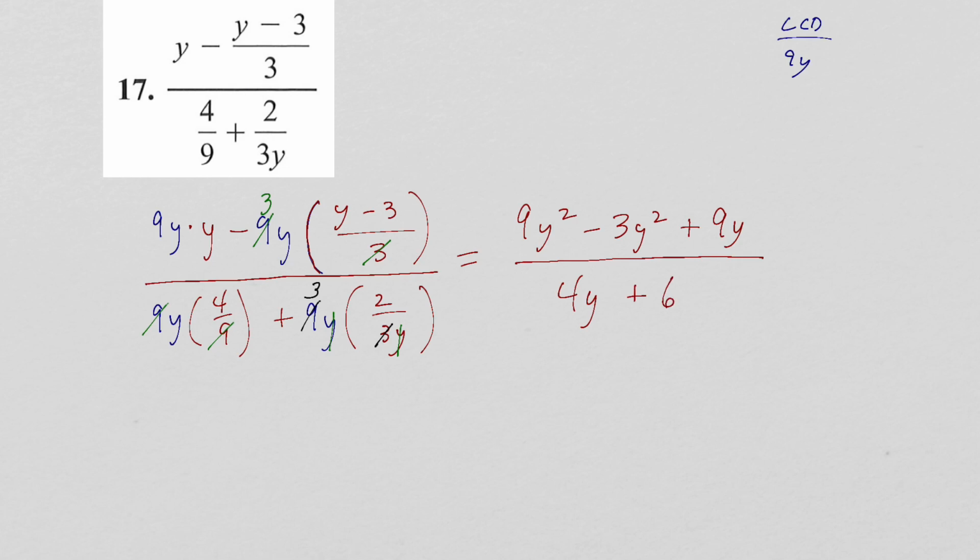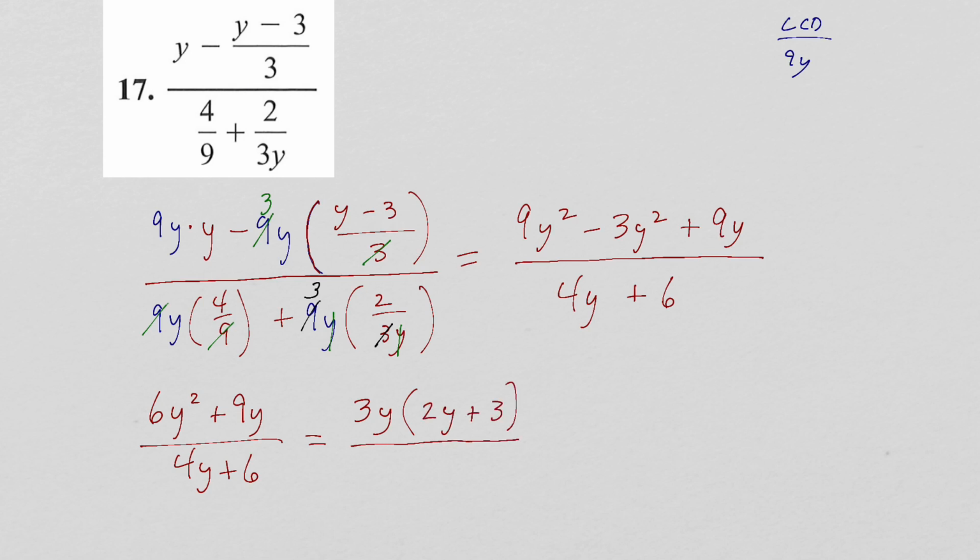So let's simplify this. I've got 9y squared minus 3y squared is 6y squared plus 9y. Now this looks like I can factor. So I'm going to take a 3y out of the top, and that's going to leave me with 2y plus 3. And I'll take a 2 out of the bottom, and that's going to leave me with 2y plus 3. And then these can cancel, so I'm left with 3y over 2. That was a tough problem.